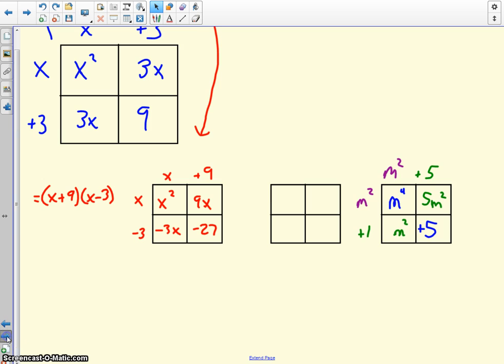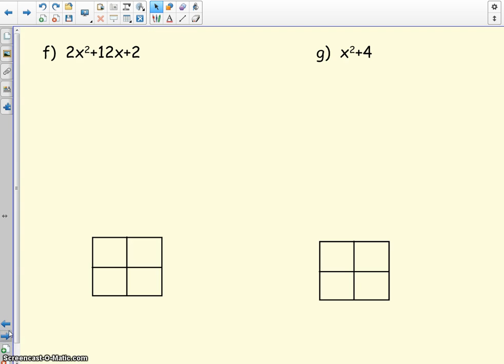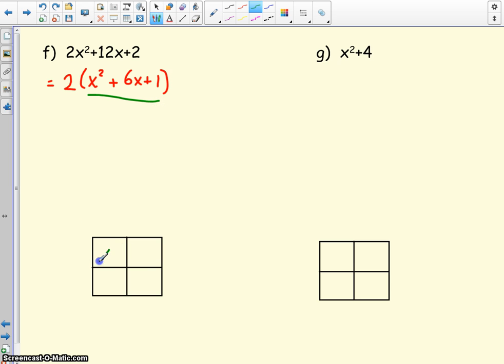All right, and last but not least, two relatively quick ones to do. So looking at F, what you should always do first and foremost is look for a greatest common factor. If I take out a factor of 2 here, I get x² + 6x + 1. What's left over here is what we call a simple trinomial. So I would need two numbers that multiply to 1 and add to 6.